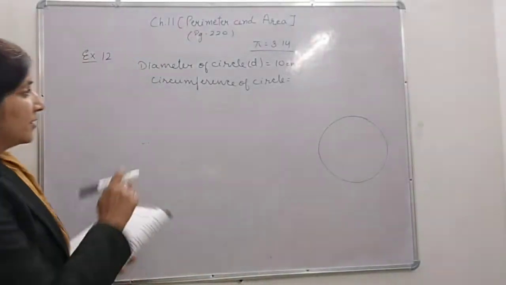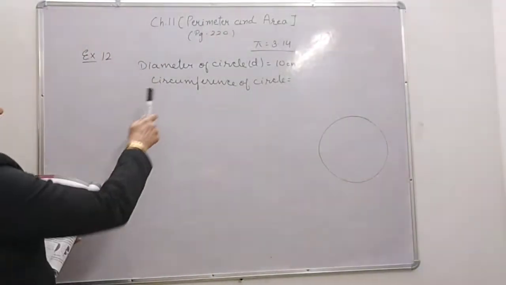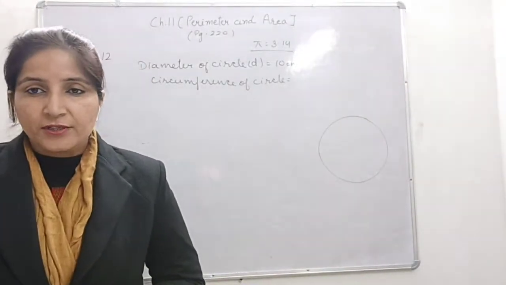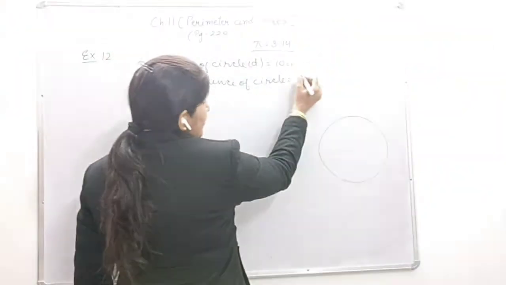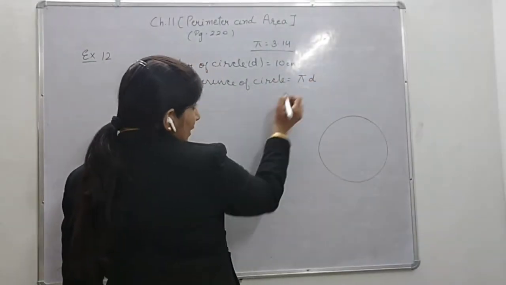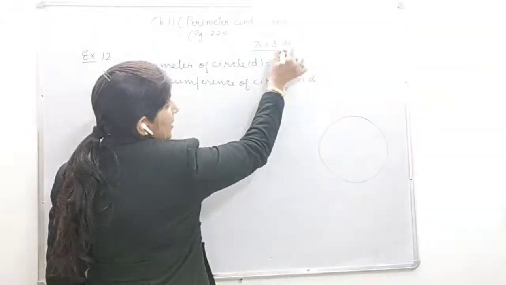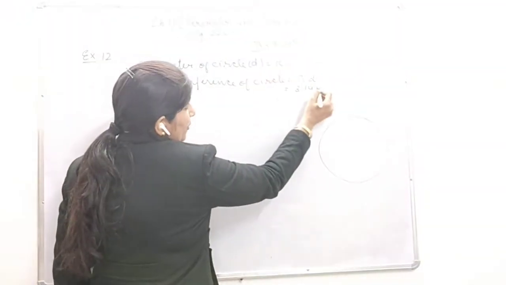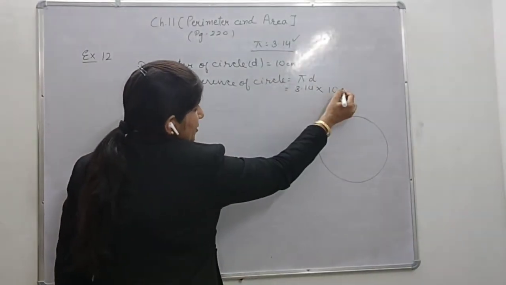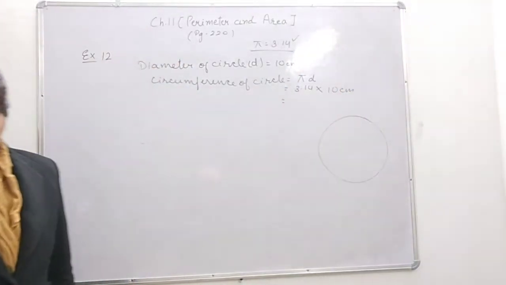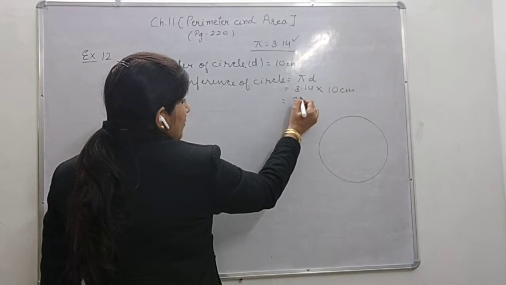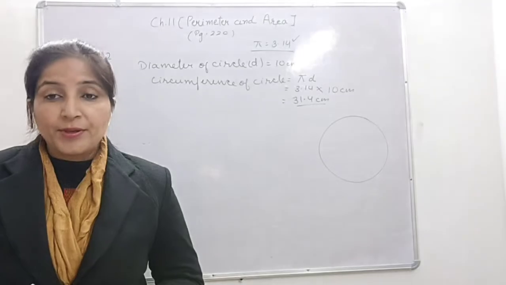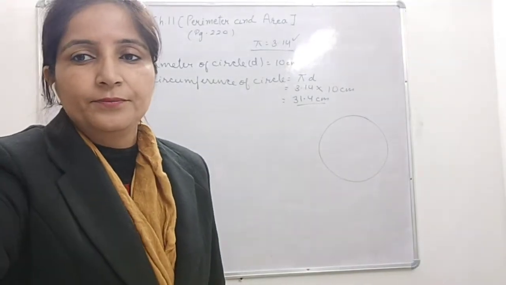So the diameter of the circle D is equal to 10 centimeter. Now we need to find the circumference of the circle. As we have just discussed, what is the formula of circumference? If the diameter is given, the formula becomes pi d. So we put the value 3.14 which is given in the question, and the value of diameter, that is 10 centimeters. After solving this, we get 31.4 centimeter. So this will be the value of the circumference in example number 12, and that is the answer.